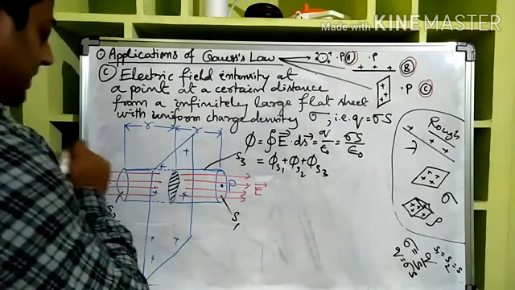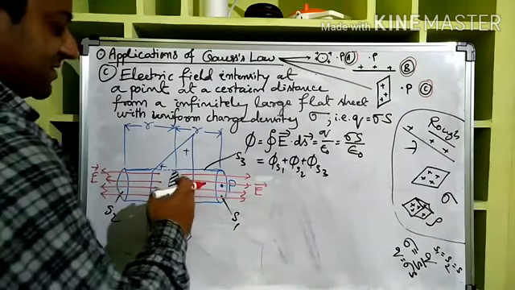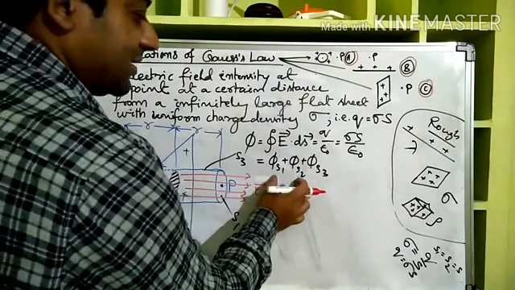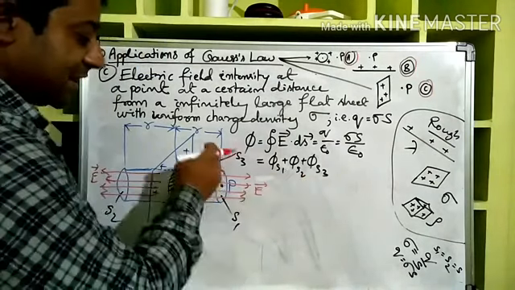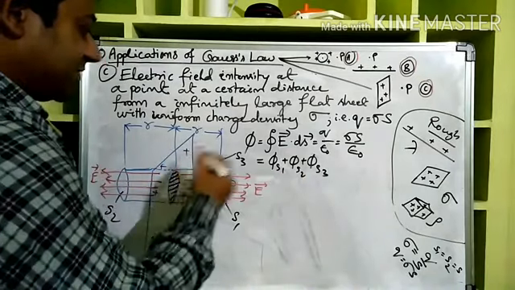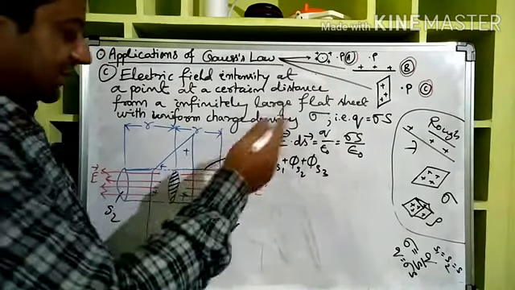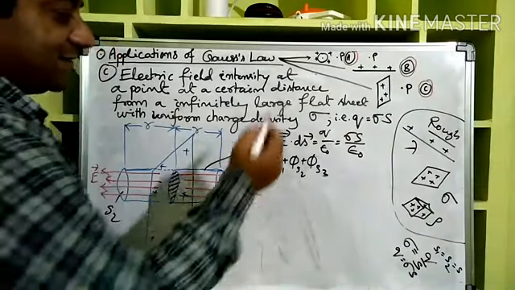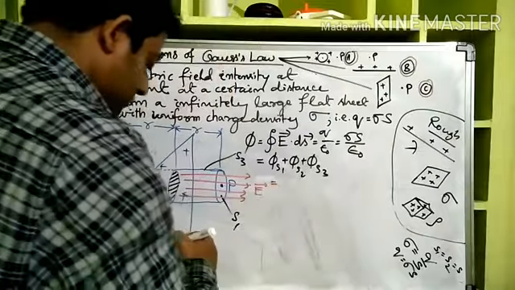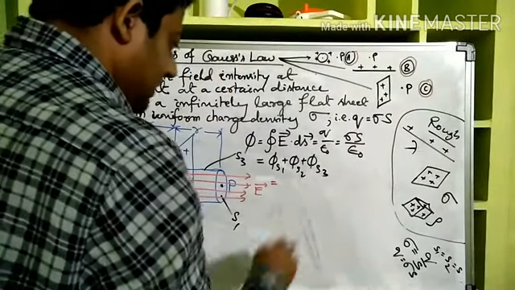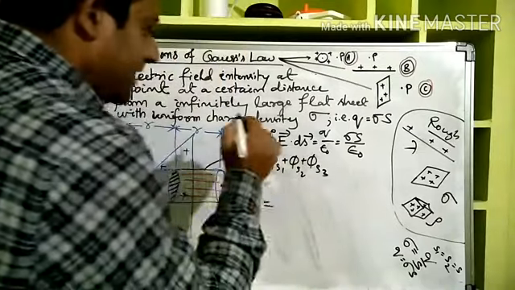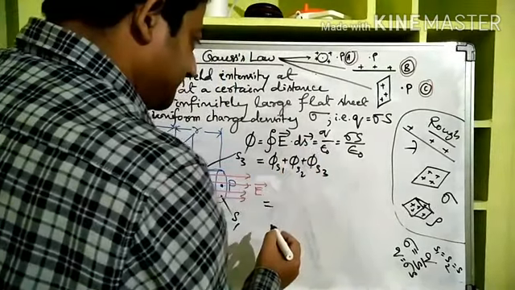Yes or no? Now, since these electric fields are cutting S1 and S2, only there will be some flux linked with the surface. But this time, the entire curved surface S3 is not touched by any field line, right? That's why phi S3 will be 0 this time. So let me write, from here I am writing. This is equal to phi S1.